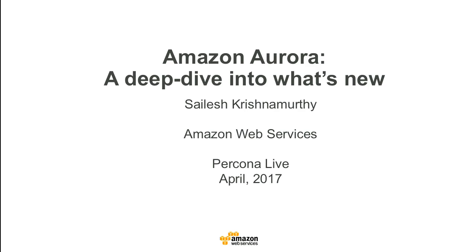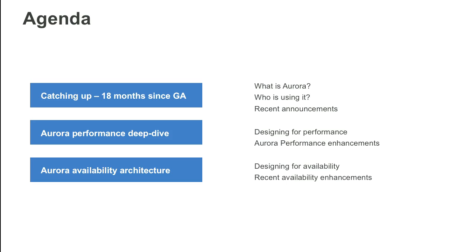I'll do a deep dive into how we build the system and talk about some of the new things that we've added to the system. So the agenda for the talk, first part would be catching up. It's now a little over 18 months since Aurora went GA. So we'll talk a little bit about, again, just a refresher on Aurora, who's using it. Then I'll dive into two separate sections. One, I'll focus on performance, and the other will be about availability.